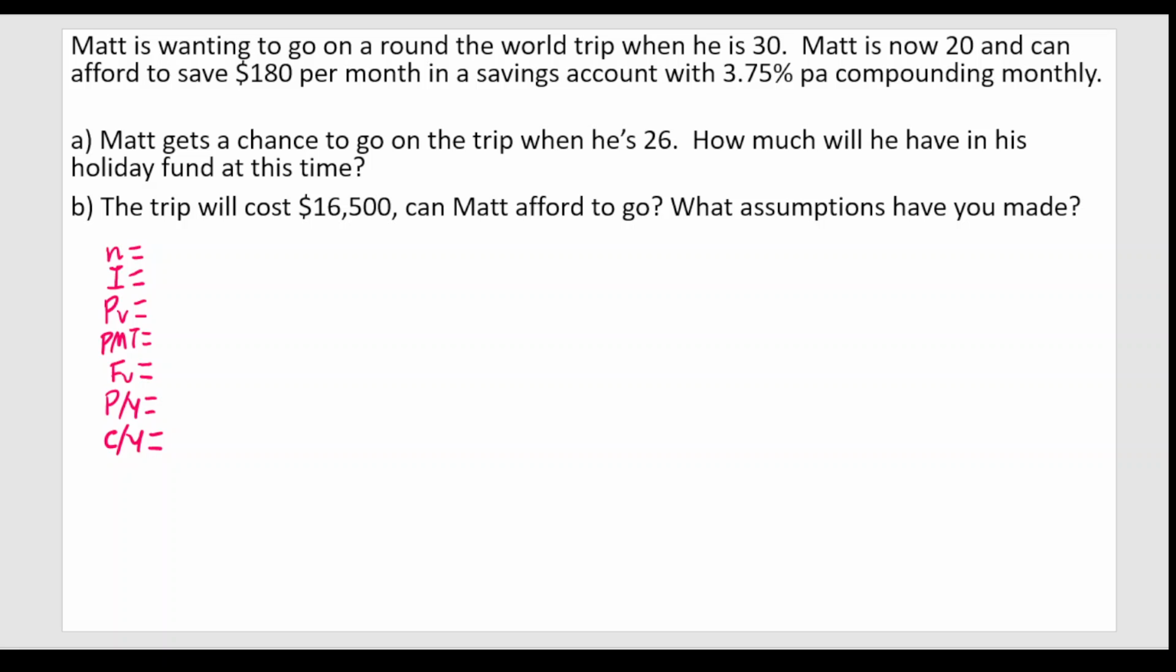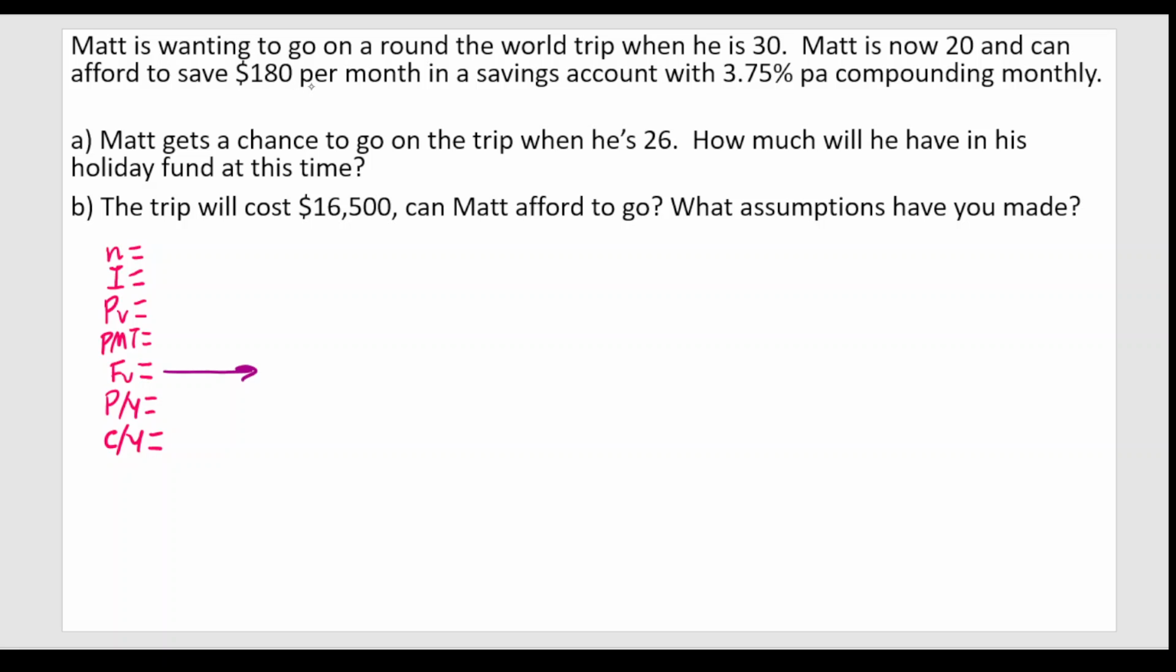So we've got a fair few bits of information, but let's just look at the first part. Matt gets a chance to go on the trip when he's 26. What we want to know is how much he's got in his holiday fund at this time. So what we're looking for here is the FV. So let's start filling it in with the information that we know.